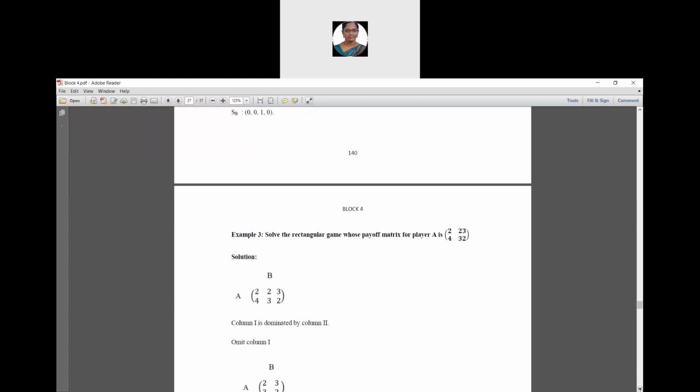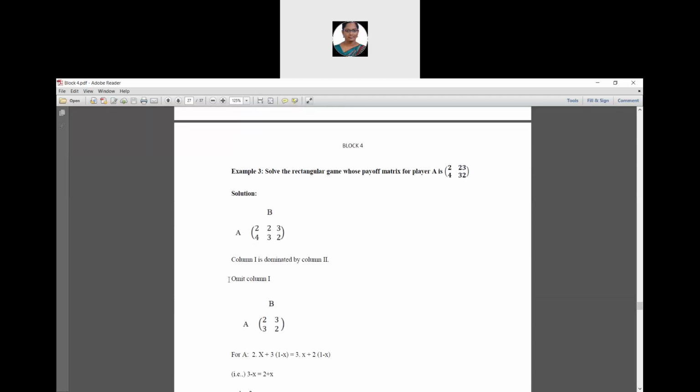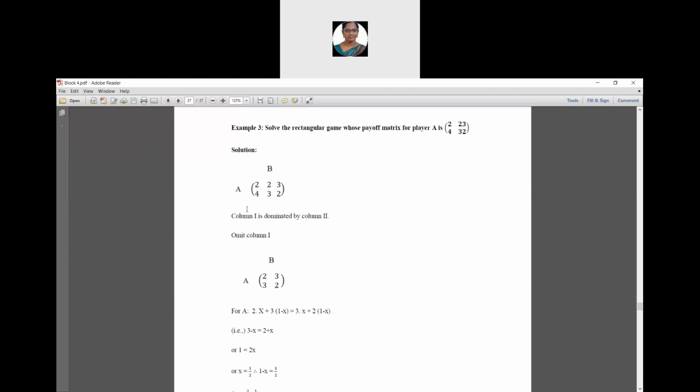Then next problem, solve the triangular game whose payoff matrix is given by. They have given a 2 by 2 matrix. Sorry, it is not a 2 by 2 matrix. They have given a payoff matrix. We have to use the dominance property to reduce the given matrix to 2 by 2. So column 1 is dominated by column 2.